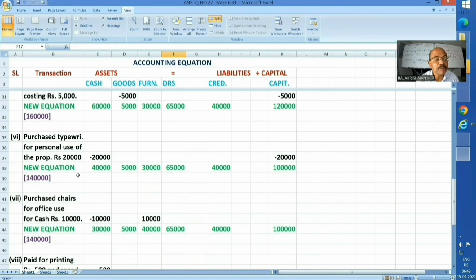And of course you have to spend money. So cash has become 60,000 minus 20,000, 40,000. The total of assets is 1,40,000. That is equivalent to liabilities plus capital. So our accounting equation is well taken care of.